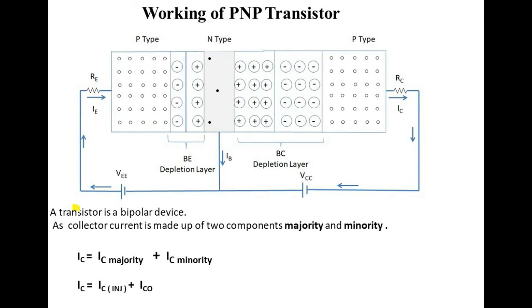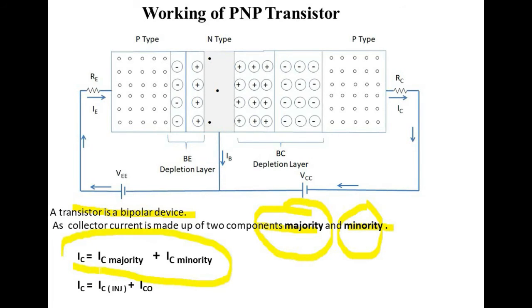We have already studied that a transistor is a bipolar device. The collector current is made up of two components, majority and minority current. We have already seen the majority component, and we will see the minority component here. So we can say collector current IC is made up of two components, that is majority current and minority current. Majority current is also called IC injected current, which is the injected collector current.